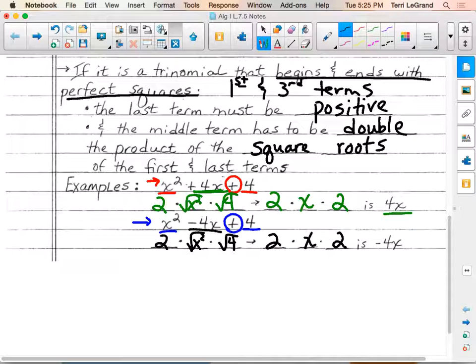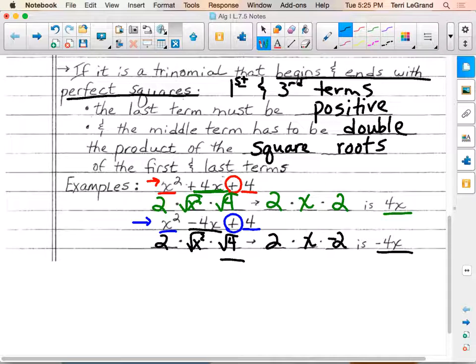And the reason for that is because we're going to go back to this 2 right here, and we're going to make it negative, because the square root of 4, there are 2 square roots of 4. There's a positive square root, and there's a negative square root. This one used the negative square root. So 2 times x times negative 2 does give us that negative 4x that we need for the middle term. So this one meets the standard of being a perfect square trinomial.